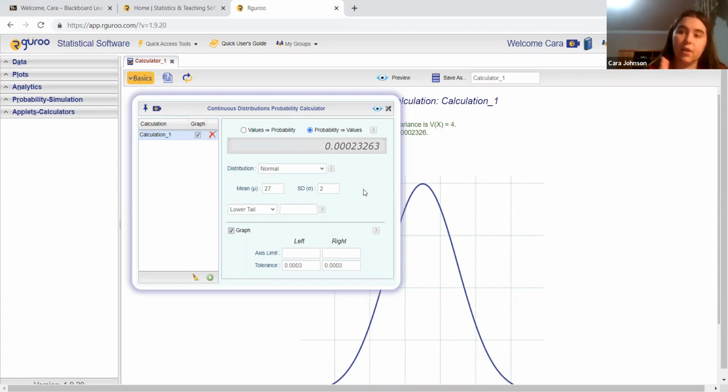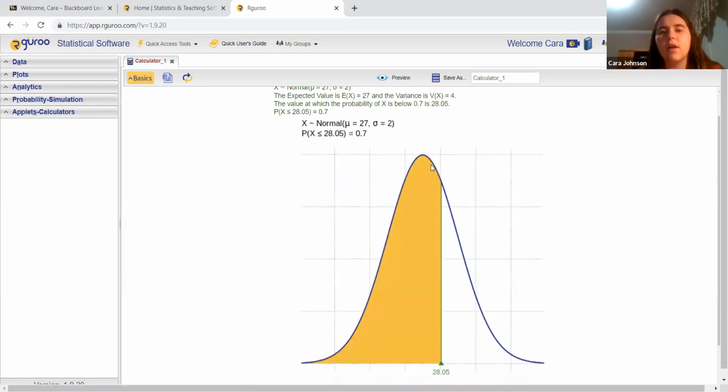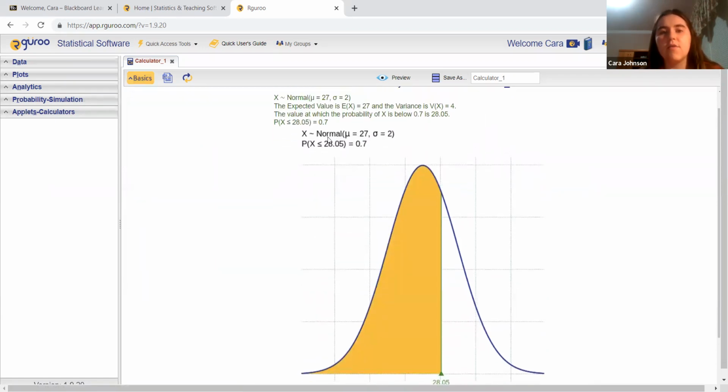That's our probability below the data value. So we have a lower tail, which means below the data value, of 0.7. So this means our probability below the data value is 70%, or 0.7. Then hit the eyeball, and you can see it gives you your data value right here, so 28.05. And you can confirm that your probability below that value is 0.7.